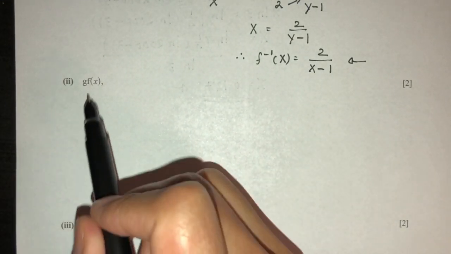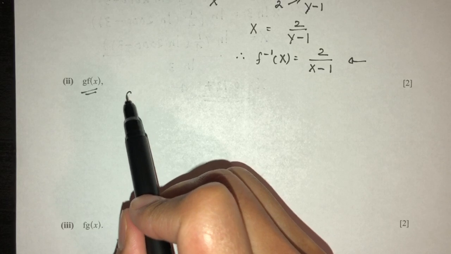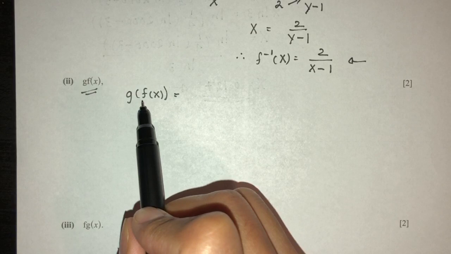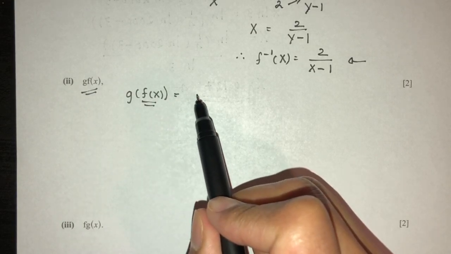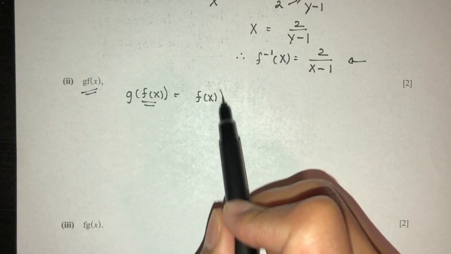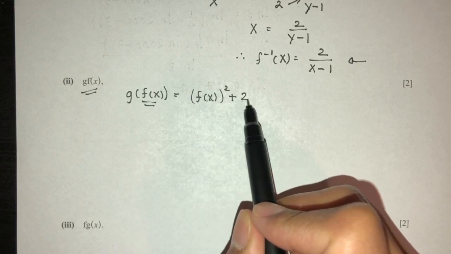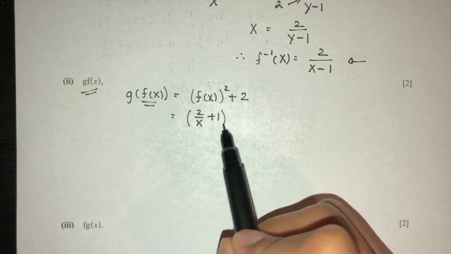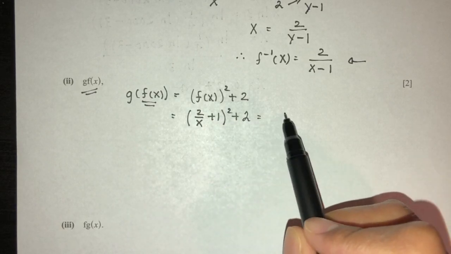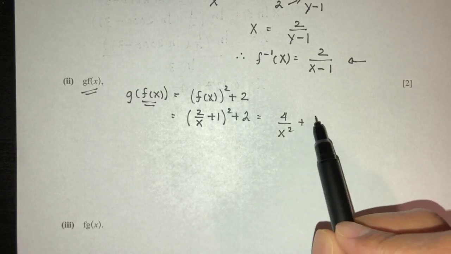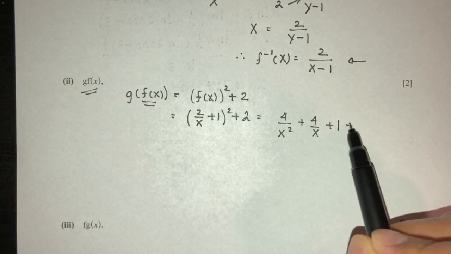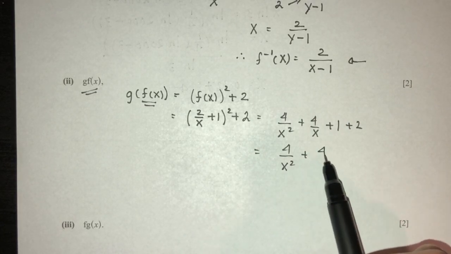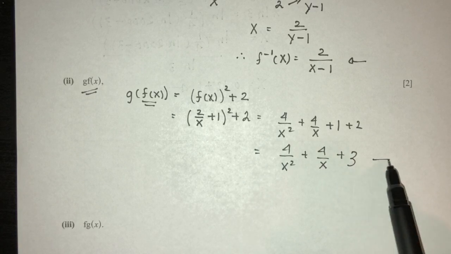Now for part 2, find this one. Which means g of f of x. Replace the value of x by f of x in g. So you will have f of x squared plus 2. That will be 2 over x plus 1, power 2, plus 2. That will be 4 over x squared plus 4 over x plus 1 plus 2. Now simplify, that will become 4 over x squared plus 4 over x plus 3.